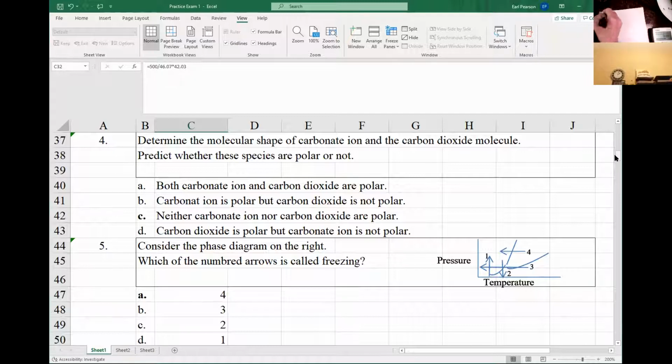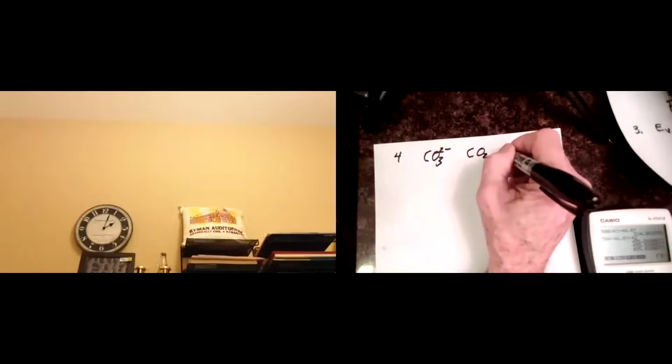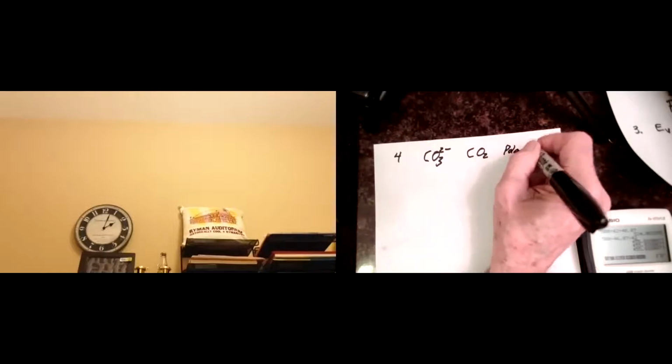Okay, we're ready for number 4. Number 4 says, determine the molecular shape of carbonate ion, CO3 2 minus, and carbon dioxide, CO2, and predict whether they're polar or not. Okay, so are either of these polar?